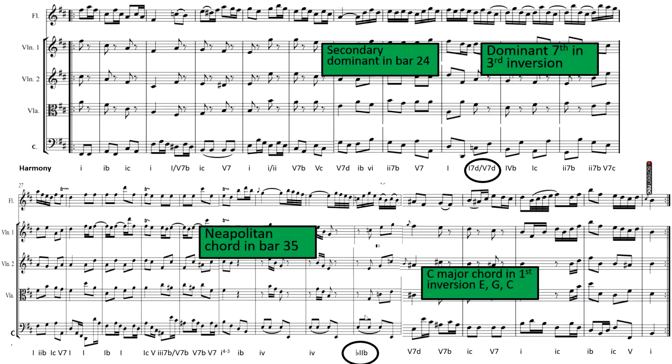What's also really important to note is it's in first inversion. We can see because of the little b at the side, which implies first inversion. So this is a C major chord in first inversion, so the E is in the bass. But it's actually a Neapolitan chord.